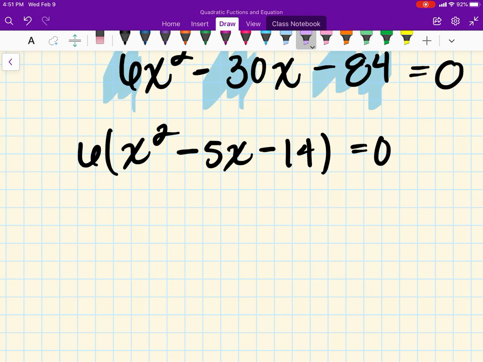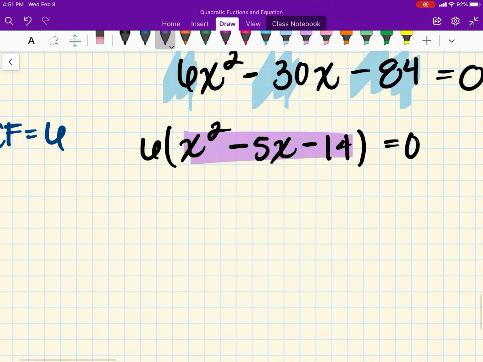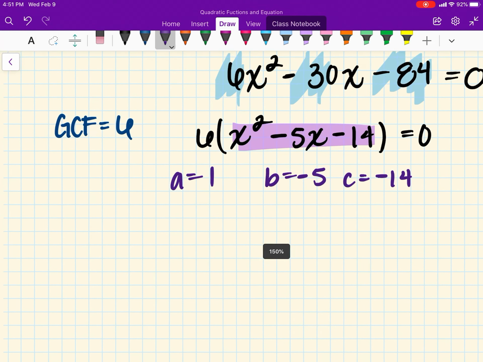All right, now from here, guys, we are going to focus on working on the diamond method. And we do want to go ahead and identify A, B, and C. A in this case, guys, is our leading coefficient, which is 1. B in this case is negative 5. And C is negative 14.